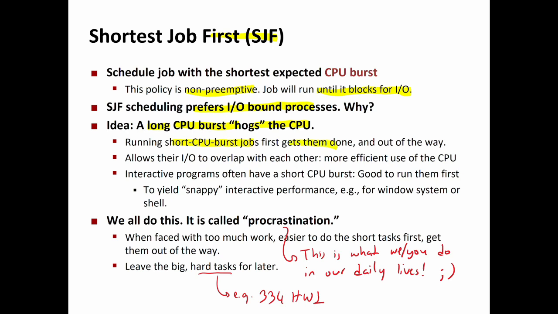And by doing this, you can allow their input and output to overlap with each other. So you'll be using the CPU more efficiently, and your interactive programs typically have short CPU bursts, so you'll be giving them priority and you will have really snappy interactive performance. Okay, now this is nice, and actually in our daily lives we all do this.